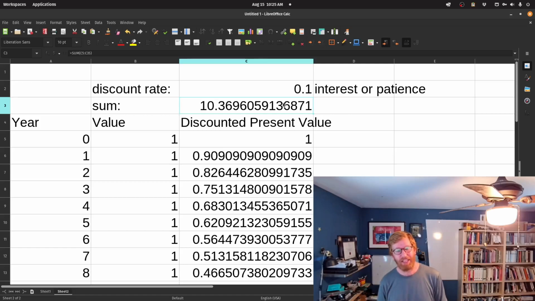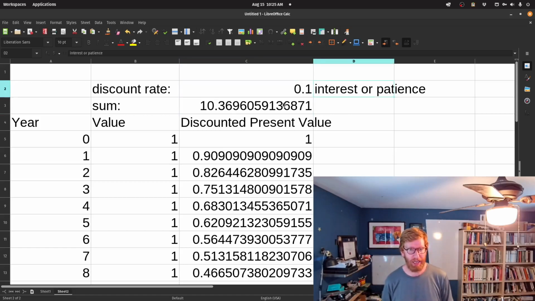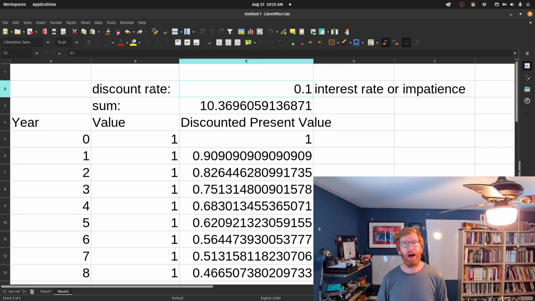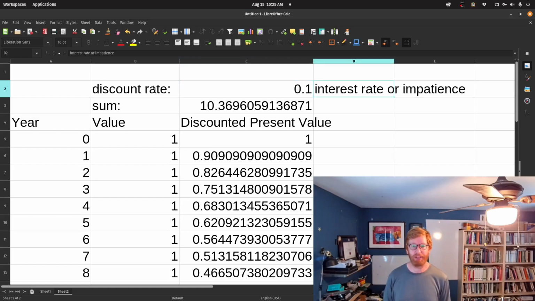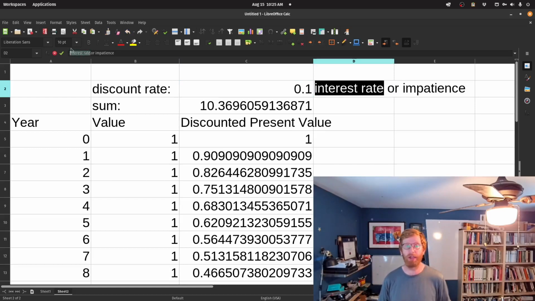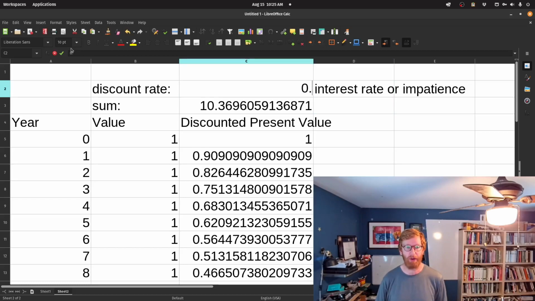Higher interest rate means we are more impatient, right? So let's call this interest rate or impatience. The more impatient we are, the higher an interest rate we need to be willing to save our money, to be willing to wait. At 10%, we are getting a bigger reward for waiting. So if we have a 10% interest rate, you are being rewarded for being patient. Or if you're just a very patient person, you might be willing to have a lower discount rate.